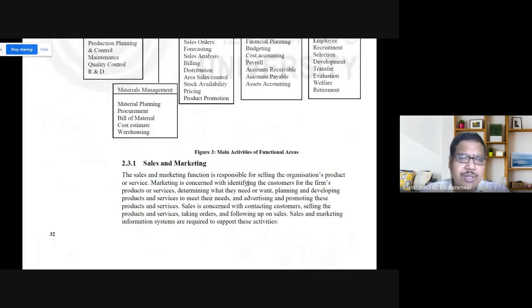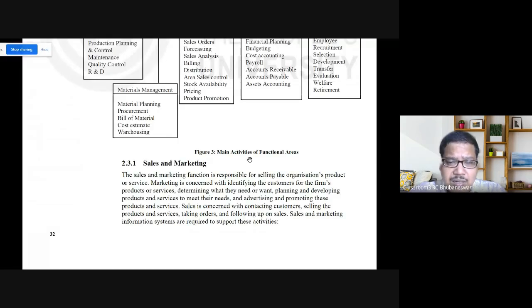Coming to the sales one. Here, the sales and marketing function is responsible for selling the organizational products and their respective services. But remember, identifying the customers for the firm, the product, the services, determining what they want, planning and developing the product as per their need, advertising or promoting these products and the service you are providing is really a challenging task.